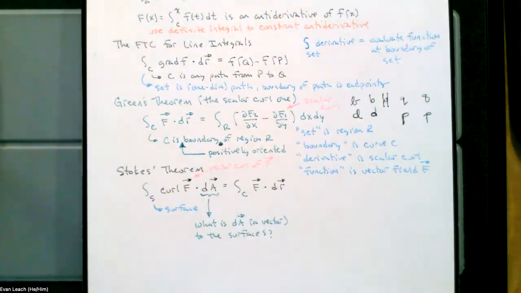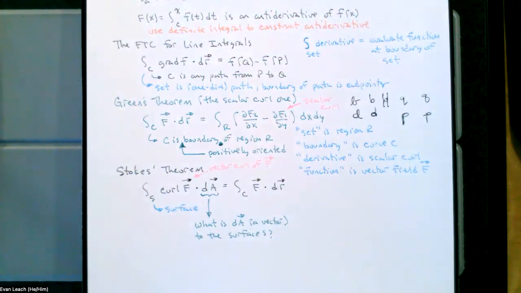That's something that we're going to have to think about. What is this dA, this vector? What is that to this surface? We know these two things. The curl of F has to be a vector. This dA has to be a vector. We're using them in a dot product.